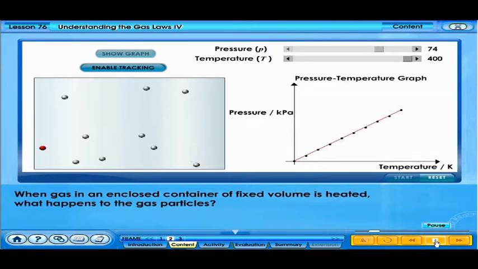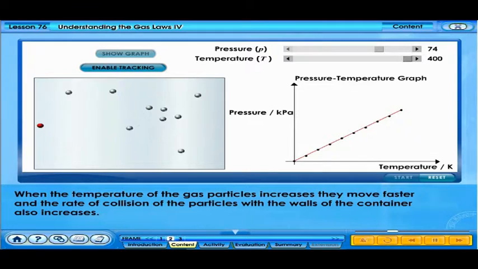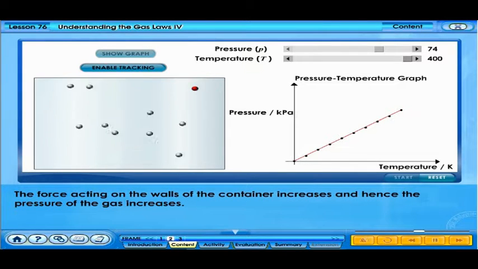When gas in an enclosed container of fixed volume is heated, what happens to the gas particles? When the temperature of the gas particles increases, they move faster, and the rate of collision of the particles with the walls of the container also increases. The force acting on the walls of the container, hence the pressure of the gas, increases.